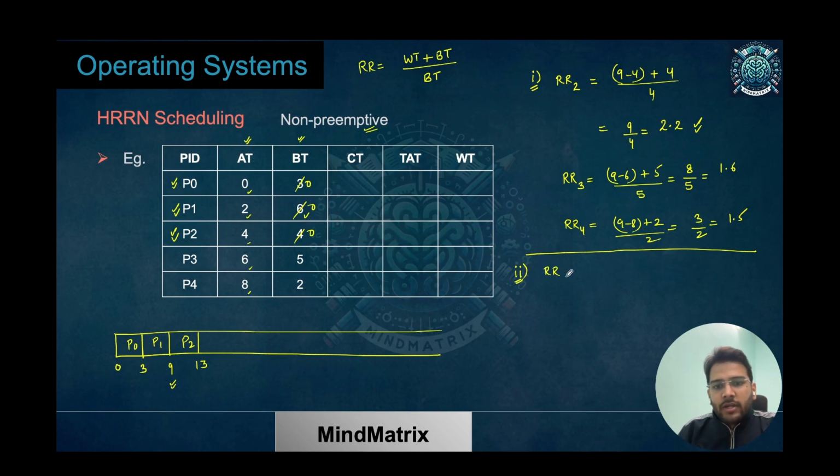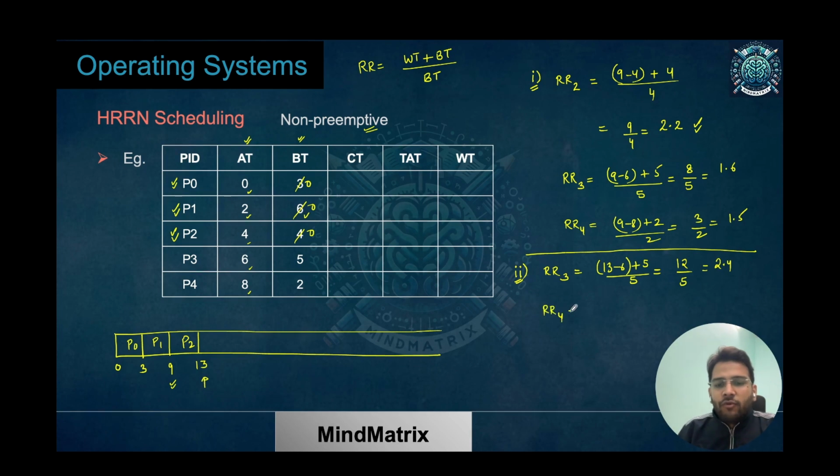So I'm writing RR3, that is for the P3 process. What is the waiting time of the P3 process? Now at 13 units of time, P3 arrived at 6 units of time, so the waiting time is going to be 13 minus 6 plus the burst time, that is 5, divided by 5. So 13 minus 6 is 7, 7 plus 5 is 12. So 12 by 5, and it is going to give you 2.4.